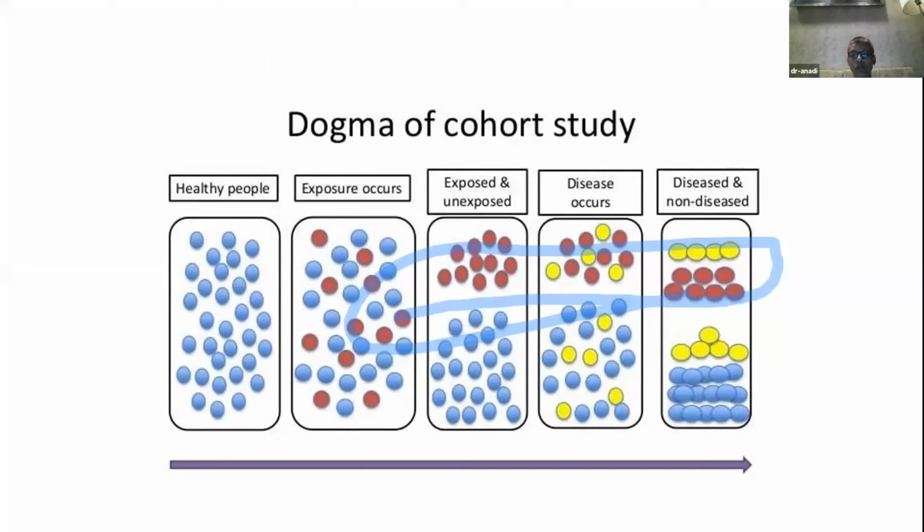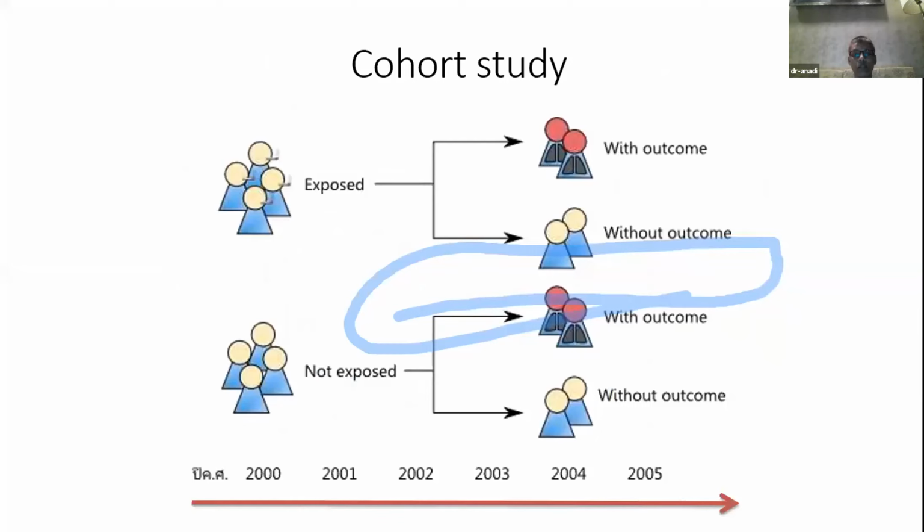You can remember the Framingham Heart Study is a good example of a cohort study. The longest one is going on. So there are cohort studies, some exposed cohort, some non-exposed cohort. Starting in 2000, you divide the exposed group into with outcome, without outcome. In the not exposed, you can divide them into with outcome, without outcome. We follow every person of the cohort up to 2005, 2006, 2010, like that.